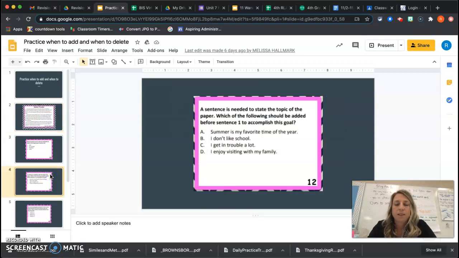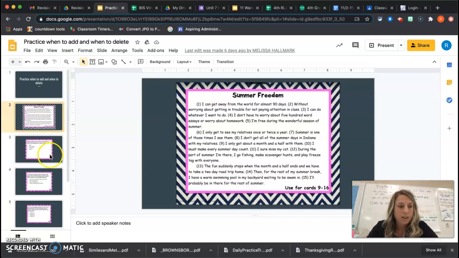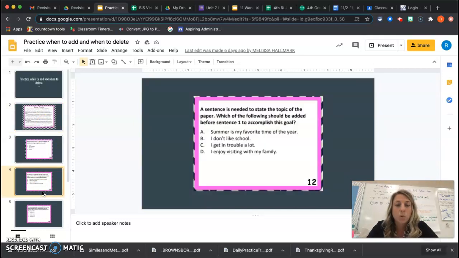All right, let's look at the next one. A sentence is needed to state the topic of the paper. Which of the following should be added before sentence 1 to accomplish this goal? So remember, today you are going to be learning about how it is important that we make sure we have a topic sentence and we know what we're talking about. So like yesterday's example about Donna's house. So again, that is in sentence 1.